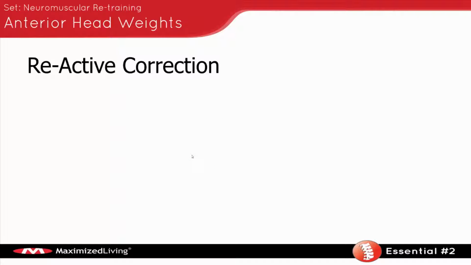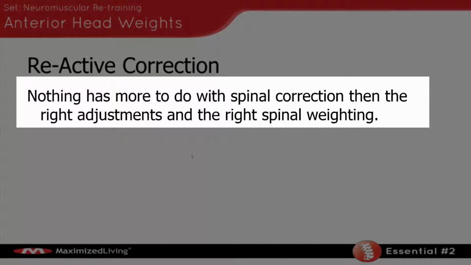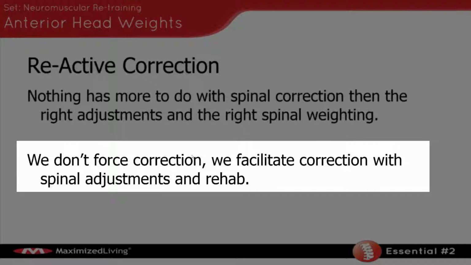Now, one thing to understand is that we're trying to focus on a reactive correction model. We're not trying to force the spine back into a correct position. So really nothing has more to do with the spinal correction than getting the actual right adjustments and the right spinal weighting. I think these two things in combination can provide a great correction, even if we had no passive care or no isometrics. Remember, we don't force correction, we facilitate correction with spinal adjustments or rehabilitation.